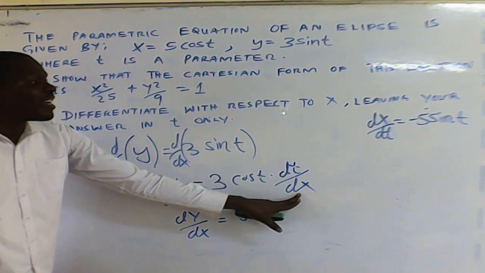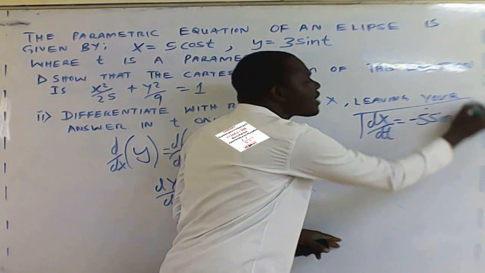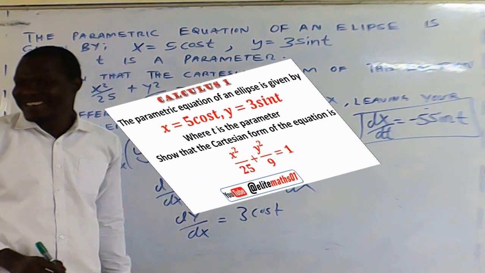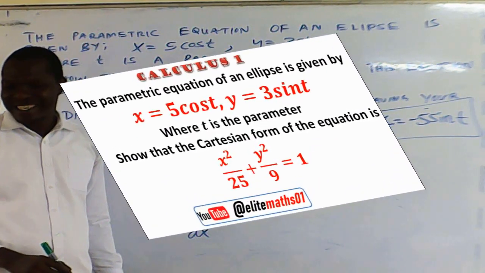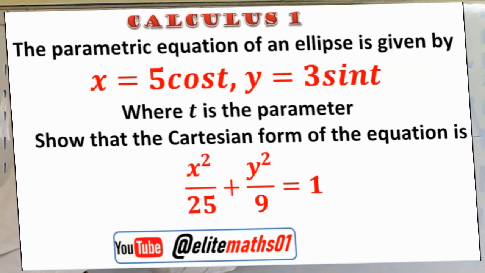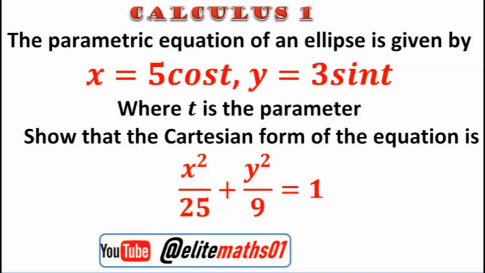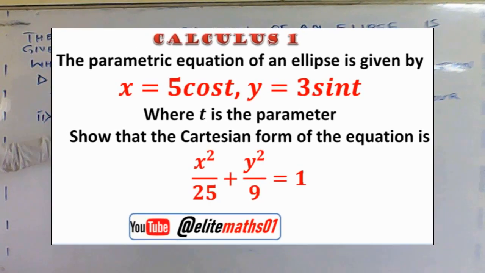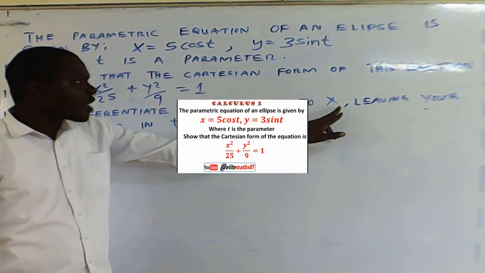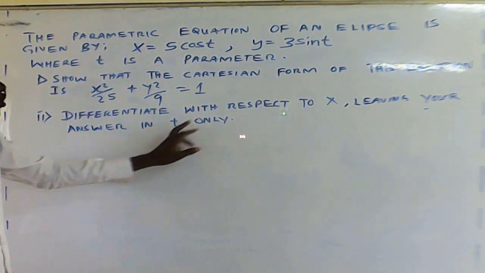t times dt over dx, but we have dx over dt, meaning dt over dx is the reciprocal of dx over dt, isn't it? The parametric equation of an ellipse is given by x = 5 cos t and y = 3 sin t, where t is the parameter. Show that the Cartesian form of the equation is x squared over 25 plus y squared over 9 equals 1. Then differentiate with respect to x, giving your answer in t only.